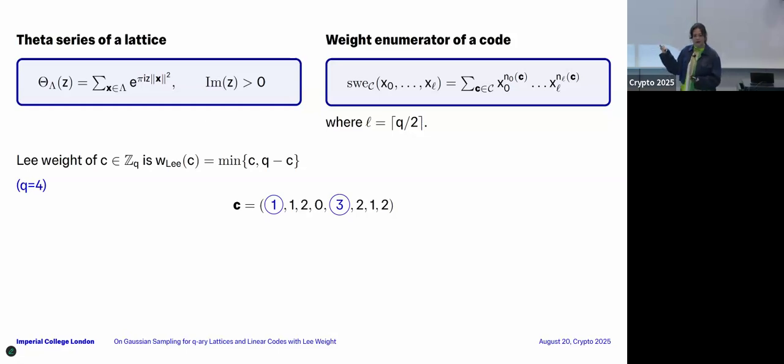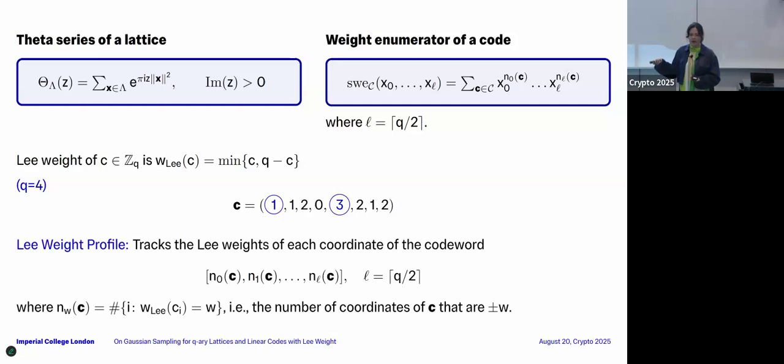And you can see from the definition that the Lee weight for any given q has this really nice symmetry about it. So if we take q equal to 4, for example, 1 and 3 are going to have the same Lee weight as each other because the minimum of 1 and 3 is the same as the minimum of 3 and 1. So we can take a codeword and look at how many coordinates in the codeword have each Lee weight. We're going to call this the Lee weight profile of that word. And then our weight enumerator, which we call the symmetrized weight enumerator, basically does what the theta series does for a lattice. It records the number of codewords of each Lee weight profile.